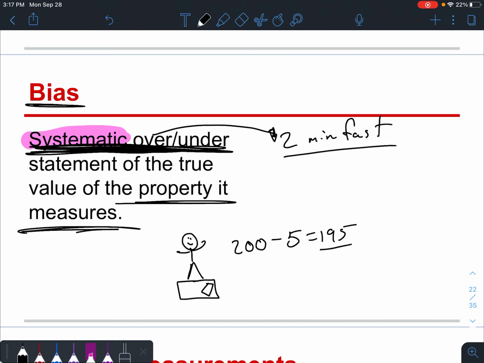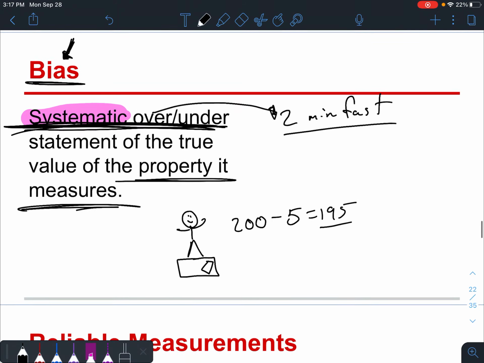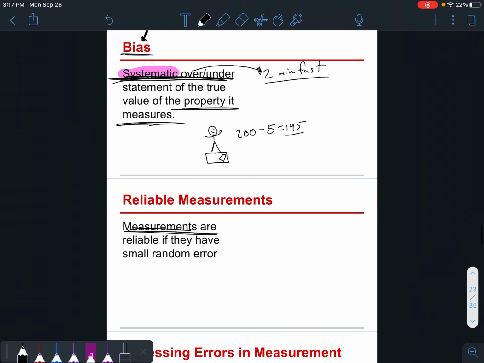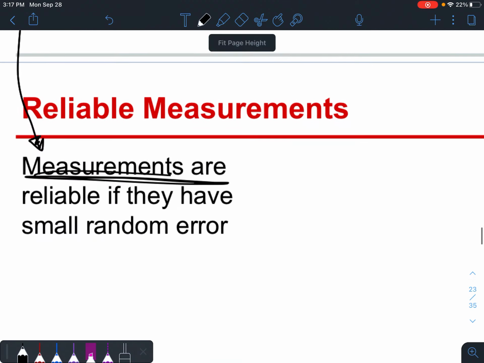Bias. It's systematic over or understating of the true value of the property it measures. So bias is going to be a big one as we work our way into surveys and experiments in the next few chapters here. So have a pretty good grip on that. Reliable measurements: these measurements are reliable if they have small random error. So even if it is biased, if you can count on that bias, it's reliable.